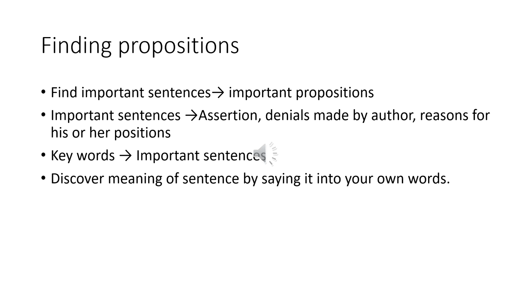In order to find propositions in a book, one must locate the important sentences. The author's important sentences will be those in which he or she makes an assertion, denial, or states reasons for his or her positions. Keywords will also guide you towards discovering important sentences. One can discover the meaning of a sentence by saying it in his or her own words.